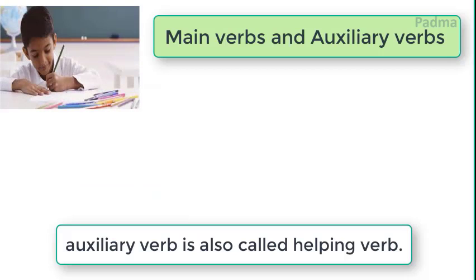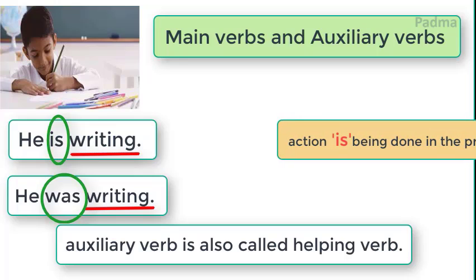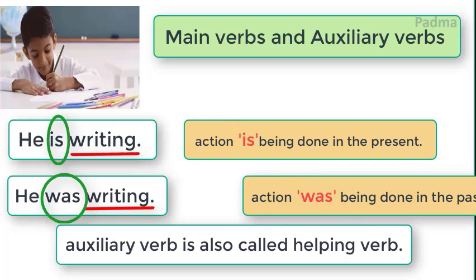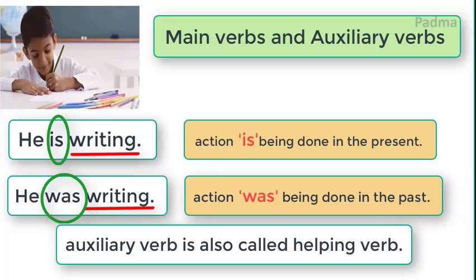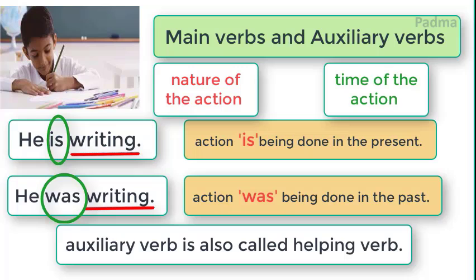Let's see this with an example. He is writing, he was writing. In these two sentences, the verb writing is a main verb which tells the nature of the action, writing. In the same sentences, the auxiliary verbs is and was express the time of the action. The auxiliary verb is reveals that the action is being done in the present. The auxiliary verb was reveals that the action was being done in the past. Thus, the main verb expresses the nature of the action and the auxiliary verb helps the main verb in expressing the time of the action.